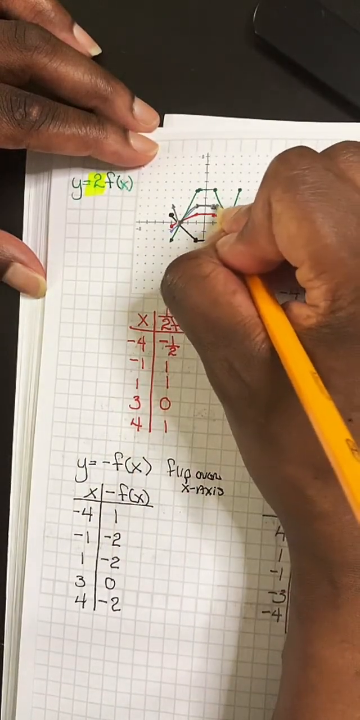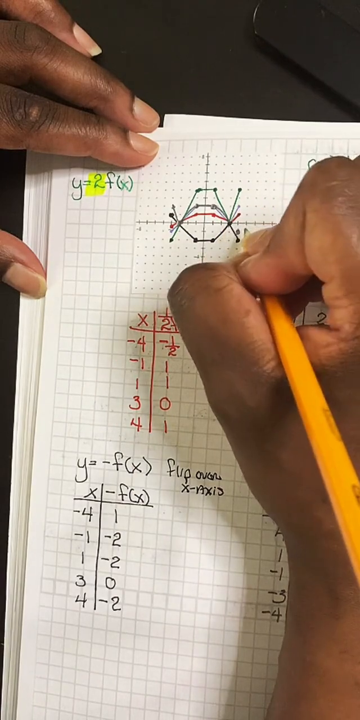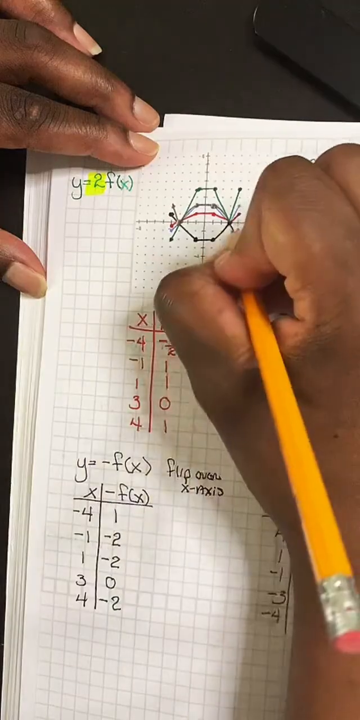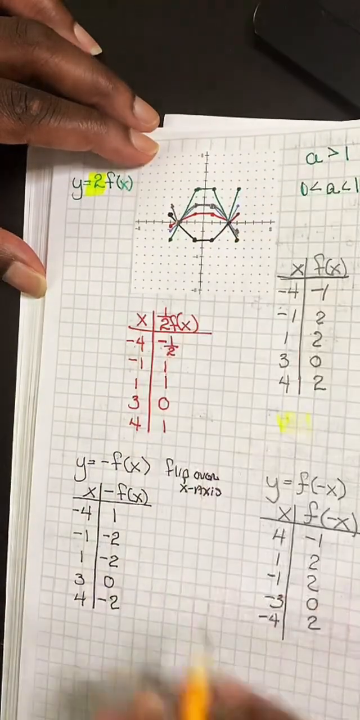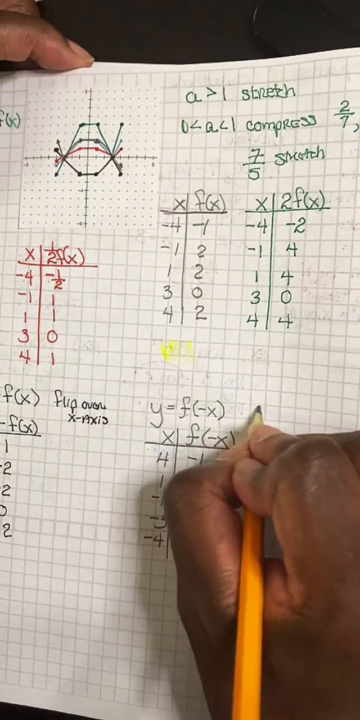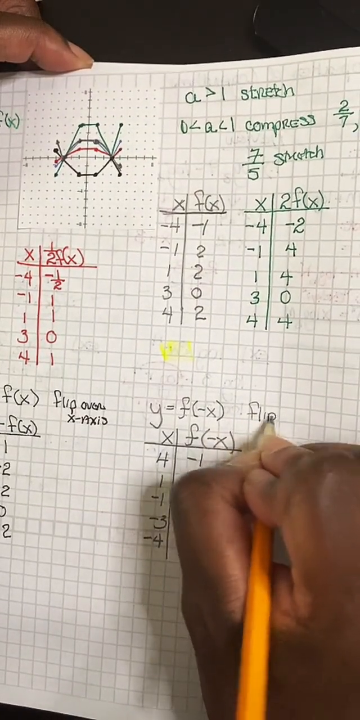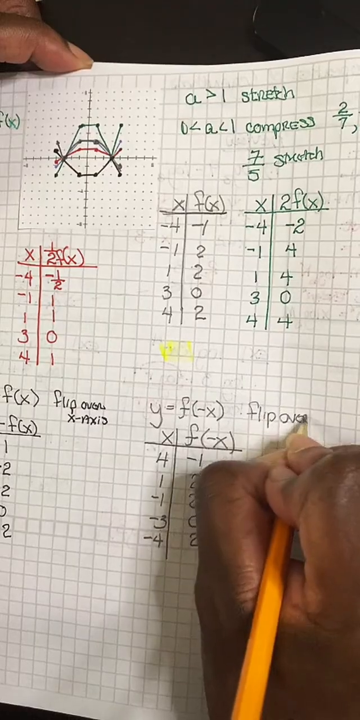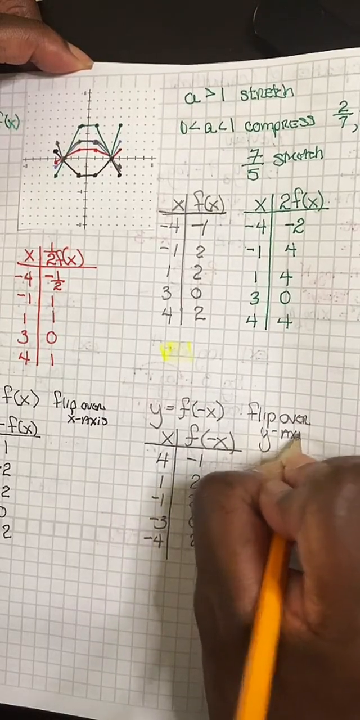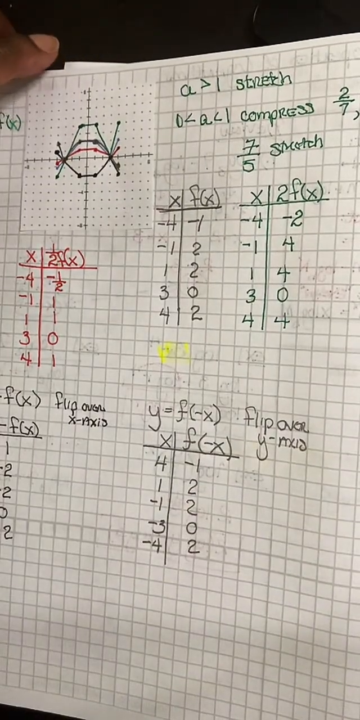So all it did was reflect over our y-axis. So if I may, I'm going to say flip over y-axis. Okay, that's your axis of symmetry.